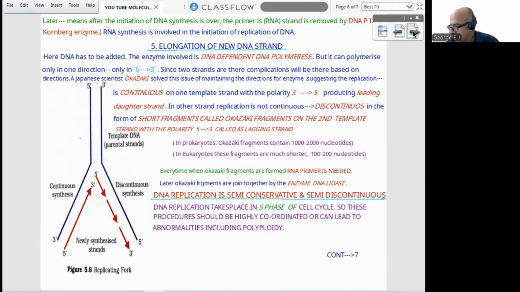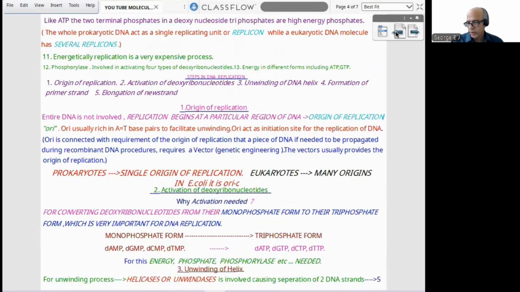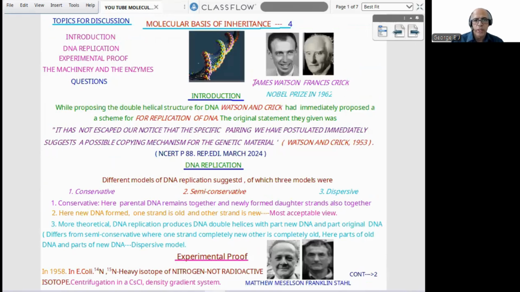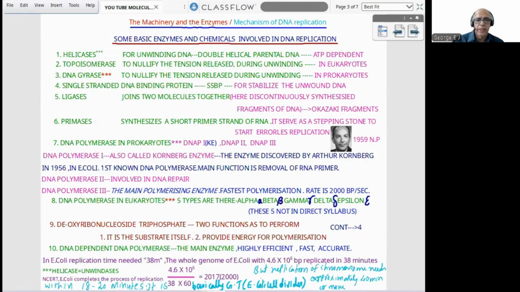After that, 5 theory questions and 5 NEET model questions with the key. So what all things we learned, we can just pass through. The molecular basis of inheritance, that is the fourth one, introduction. Then the Watson-Crick statement, then replication, 3 models, finally semi-conservative. Then experimental proof by Matthew Meselson and Franklin Stahl. Then chemicals, dyes, organism. Then tritiated thymidine, Cairns theta model. Then the experimental part, 20 minutes each generation. Finally here, light, intermediate, heavy. Easy experiment. Then we entered into machinery, a lot of enzymes, almost 10 or 11.